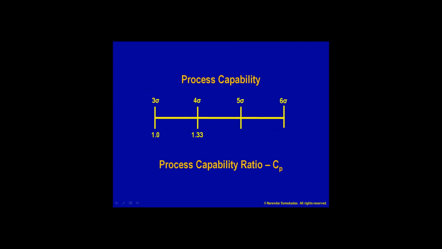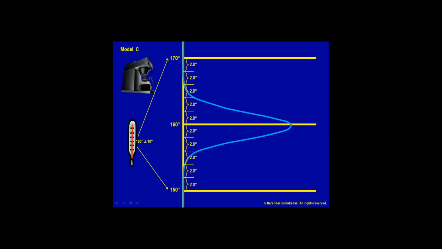Let us now look at our 5 sigma capable coffee machine, Model C. This machine is able to produce coffee at an average temperature of 160 degrees with a standard deviation of 2 degrees. Within our desired range of 160 plus or minus 10 degrees, we are able to fit 5 standard deviations on either side of the mean. Calculating the Cp, we get 170 minus 150 divided by 6 times 2.0, which comes to 1.67.